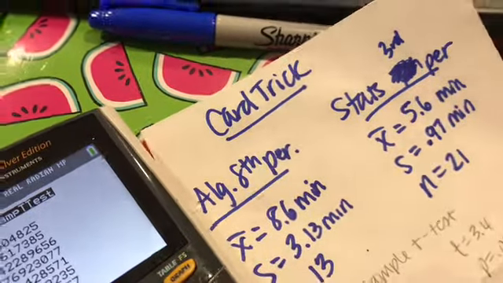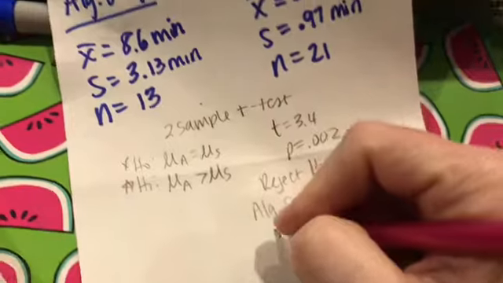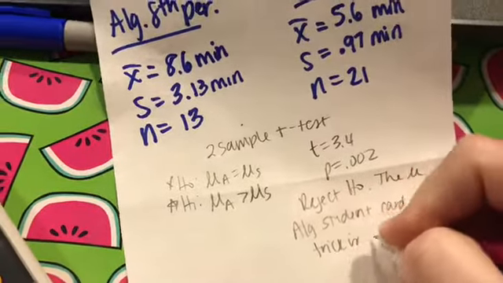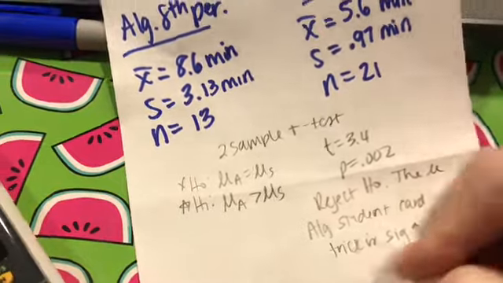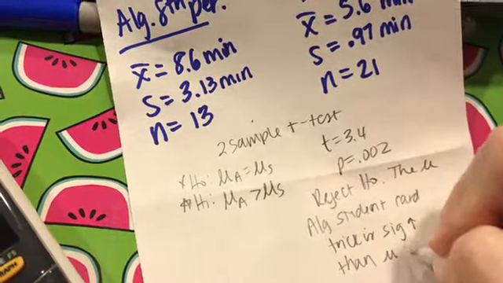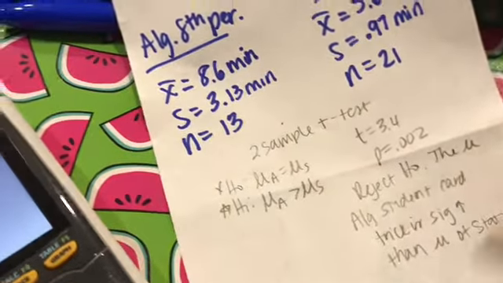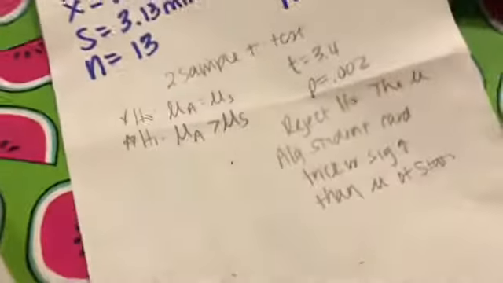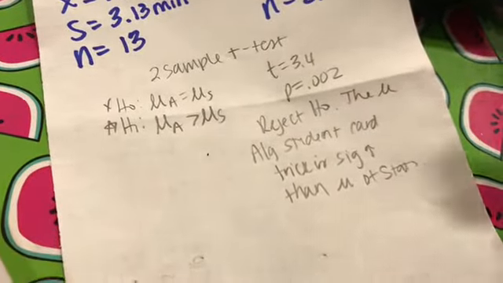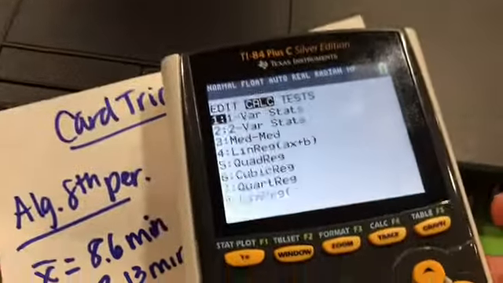The true mean of algebra students is significantly higher than the true mean of stats. All right, so what we're going to do here for the confidence interval, if you use a 2-sample t-test, you're just going to use a 2-sample t-interval. It's the same interval for that given test.